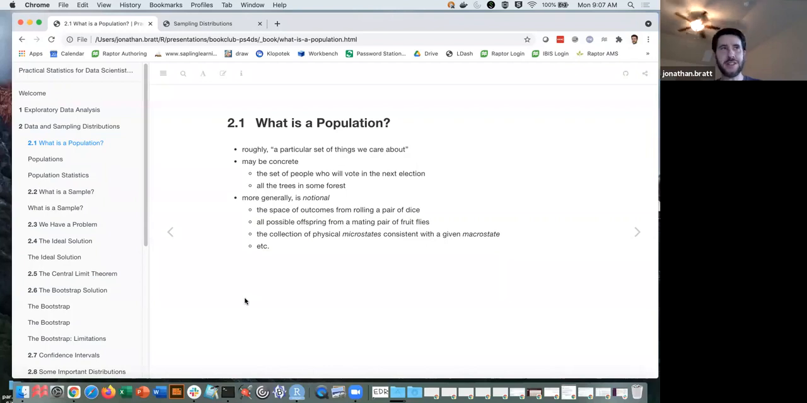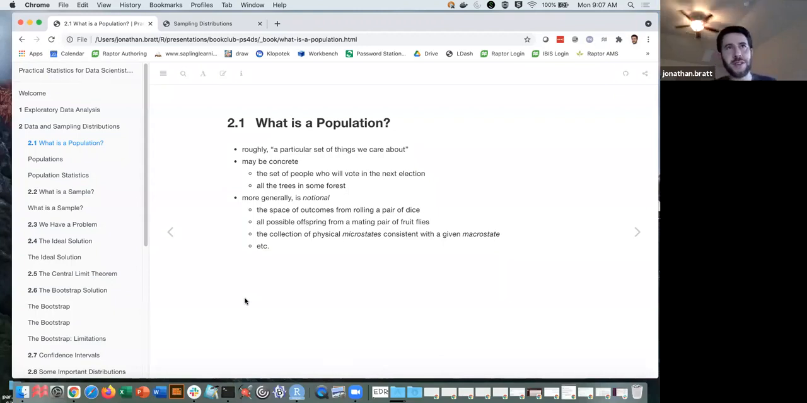So a population, I'll put it in my own words, so I might be wrong still, but a population, as far as I understand it, is a set of things that we care about. Now, this could be a concrete set of things, represented by actual people, but more generally, it's an abstract idea. And I give some examples here.